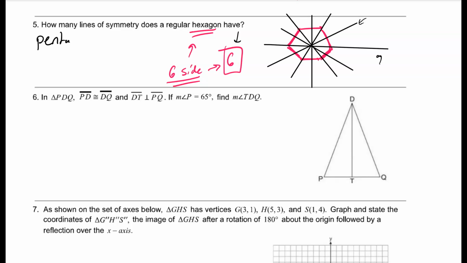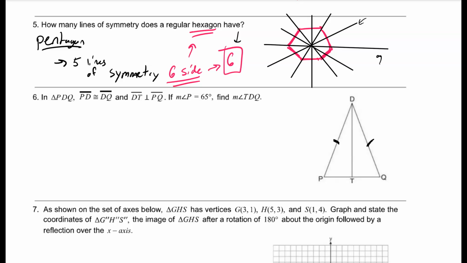So if I'm talking about a pentagon, I would think to myself that, okay, there are 5 sides, so there should be 5 lines of symmetry. That should be true for any regular polygon.